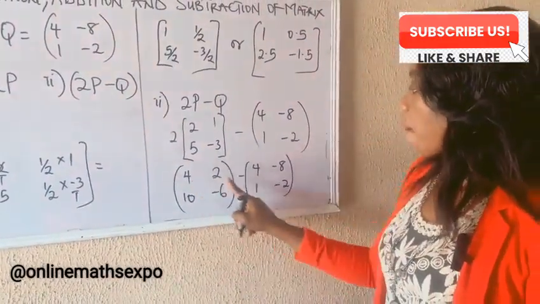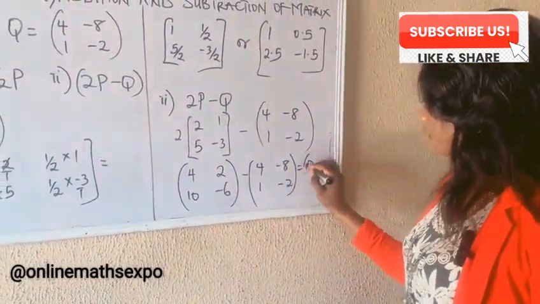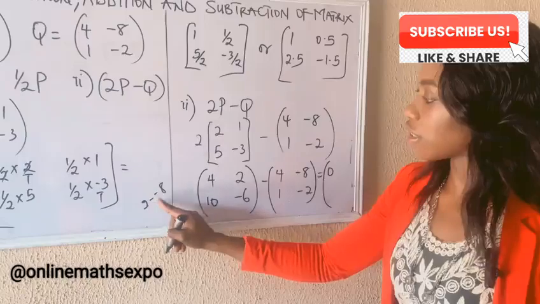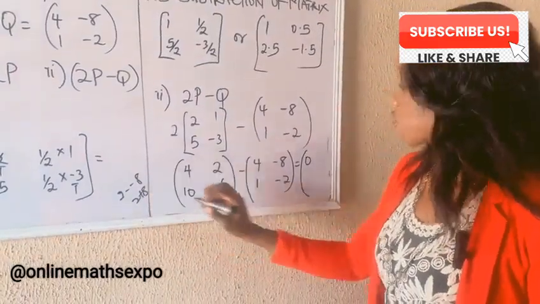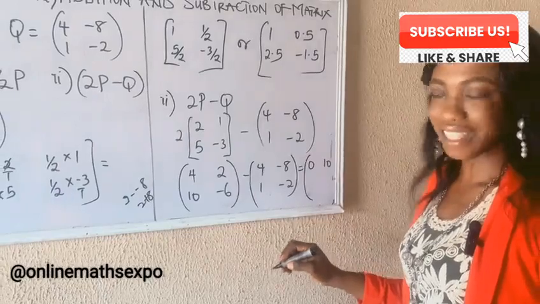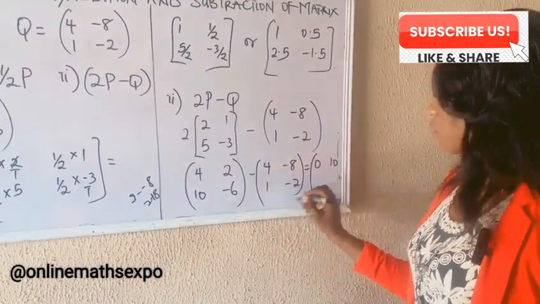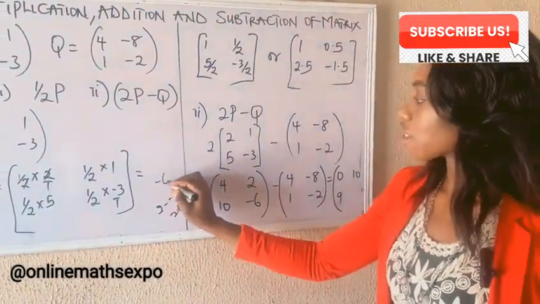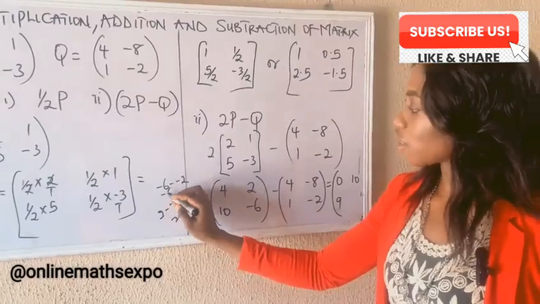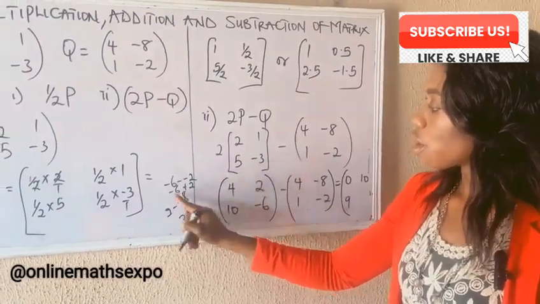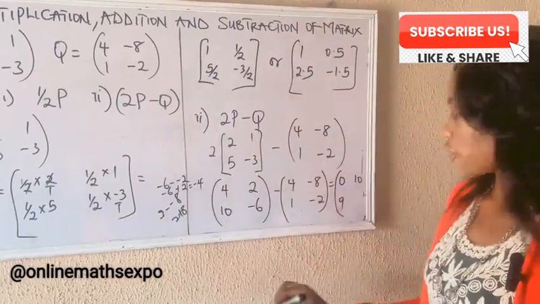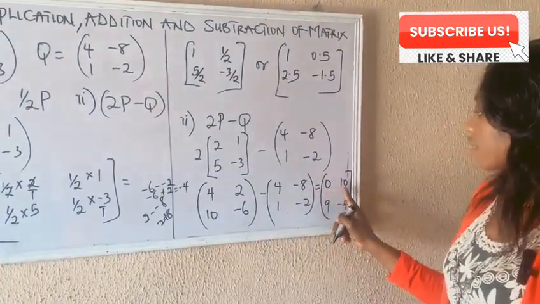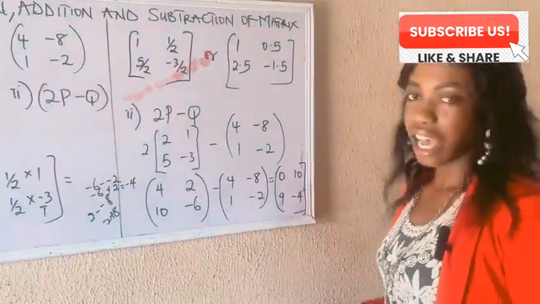So we have 4 minus 4 is 0. 2 minus minus 8: minus times minus is plus, and 2 plus 8 will give us 10. So here is 10. I hope you are still there. 10 minus 1 will give us 9. Minus 6 minus minus 2: this is minus 6, minus times minus is plus 2. Minus 6 plus 2 will give us minus 4. So when you subtract this, you are going to have 0, 10, 9, and minus 4 as an answer.